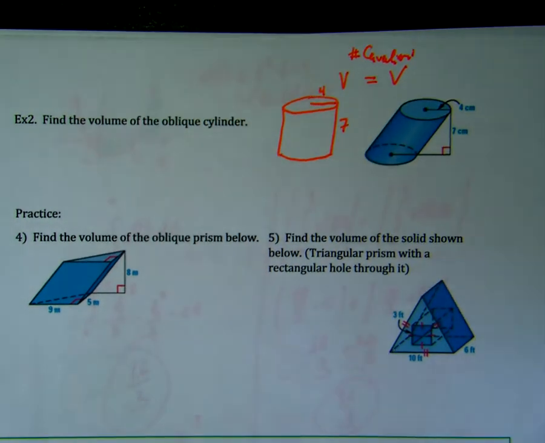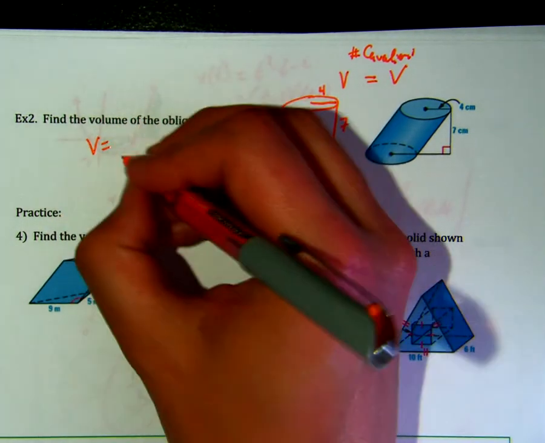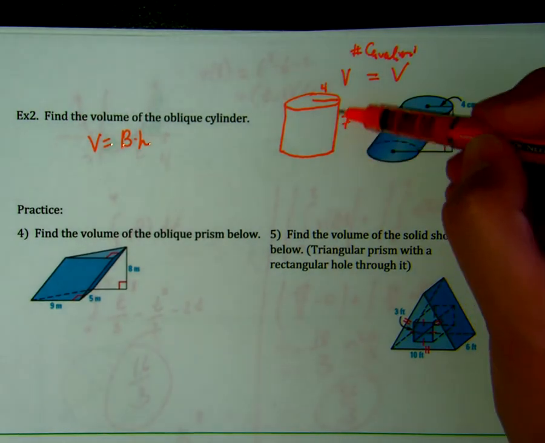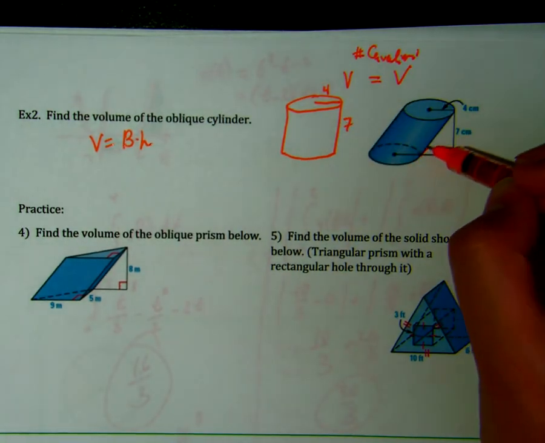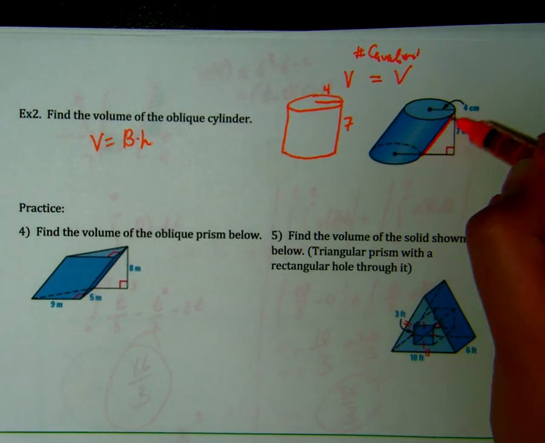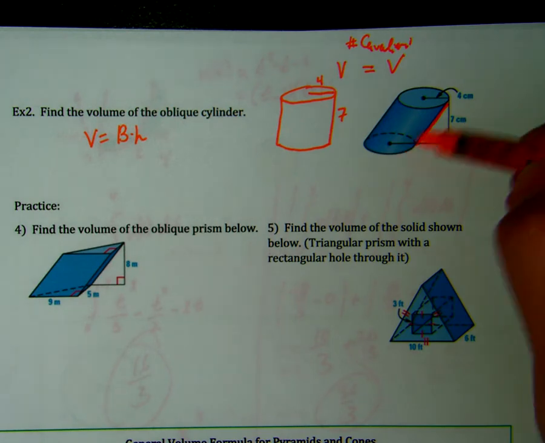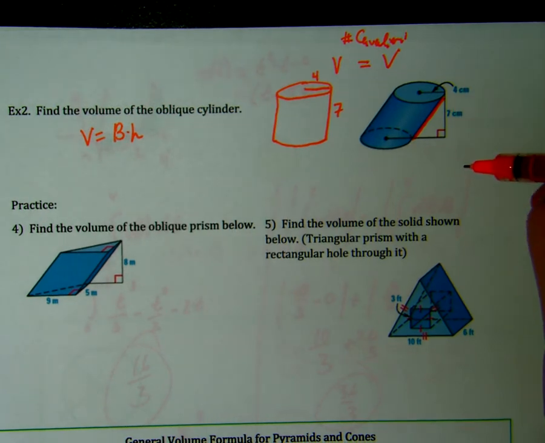Cavalier. Okay. So even though this looks like a much more complicated shape, the volume is still area of the base times the height. The tricky part here is the 7 is the side length of this. If I gave you this slanted length, that is not the height of the cylinder. Height is always measured perpendicular. So if something is oblique, you just want to be careful that you're not using the side length anymore. You're using the actual height.